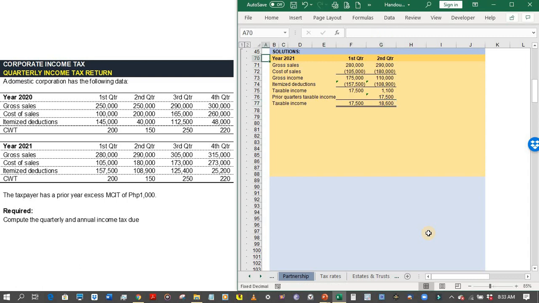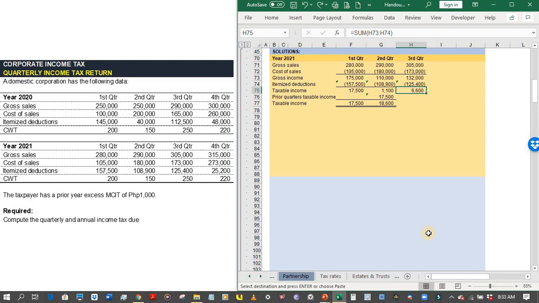So for the third quarter, our gross sales is 305,000 pesos. Let's deduct the cost of sales. Then the gross income is 132,000 pesos. Then deduct the itemized deduction for the third quarter, which is 125,400. So the taxable income only for the third quarter, which covers July until September, is 6,600 pesos.